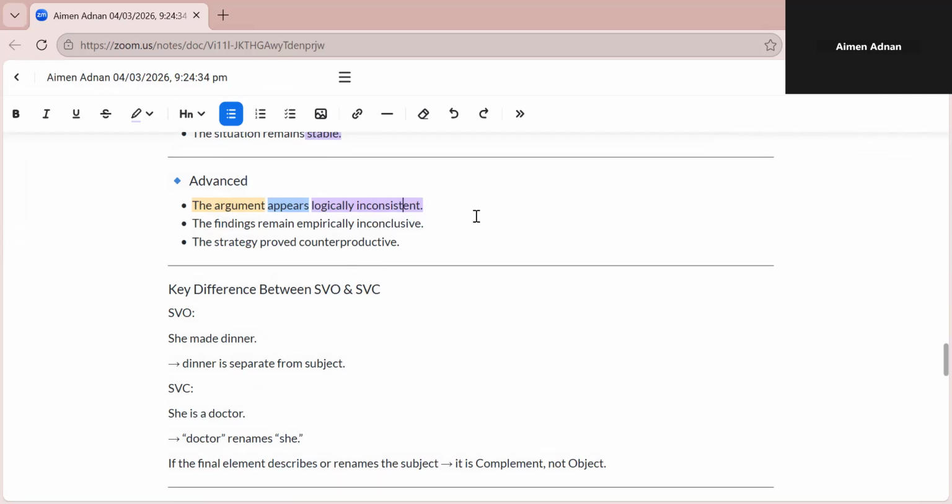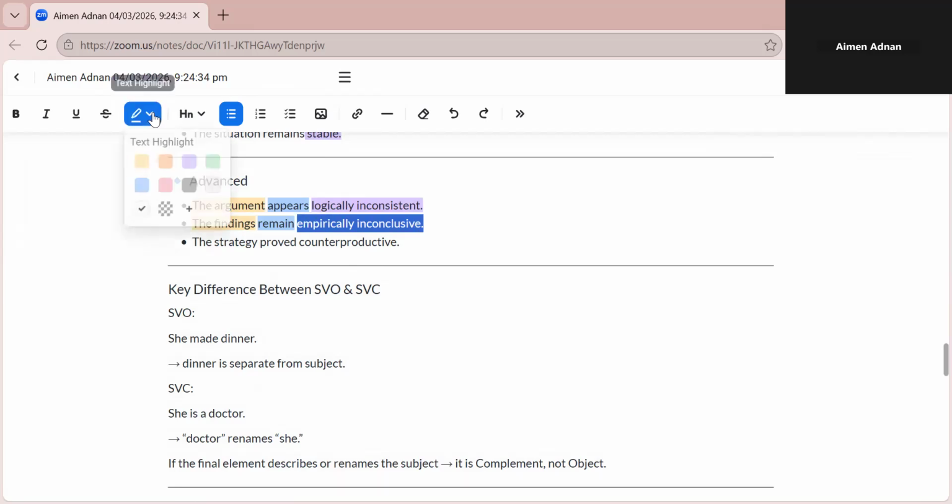So in this sentence, you have two complements, which is logically inconsistent, which is a compound. So it is adding more meaning to the argument, how the argument is. So the argument appears logically inconsistent. Look at the other example, the findings. The findings is the subject while remain is the verb. And the other part of the complement is empirically inconclusive. Again, a compound, adding more meaning to your subject.